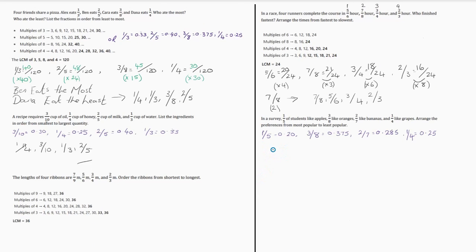So arrange the preferences from most popular to least. So most popular. So let's have a look. Which is the biggest number? Well, it's going to be 3/8. So 3/8 is oranges. So oranges is the most popular.